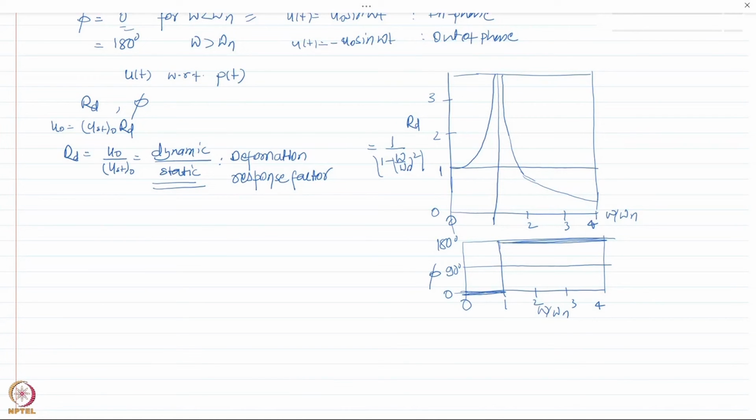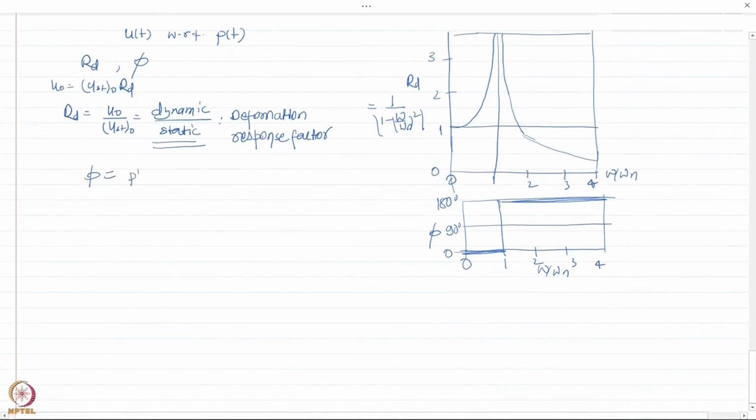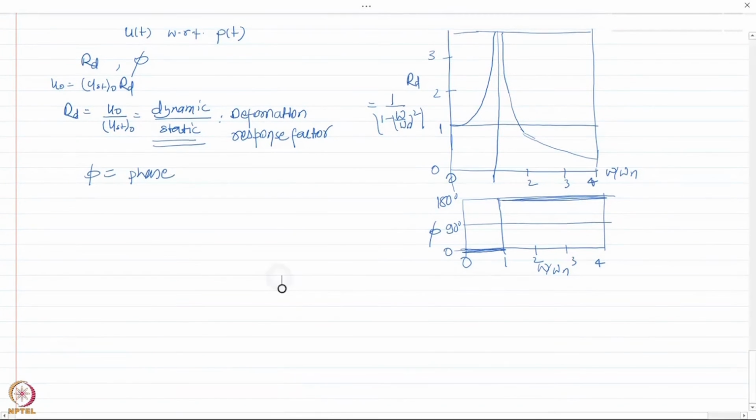And phi represents, if the force pt is applied, whether my response ut is in phase or out of phase with respect to the applied force. So if my force pt is moving right, whether my displacement is also in the right direction or whether it is opposite to the applied force, in the left direction. The phi represents that.